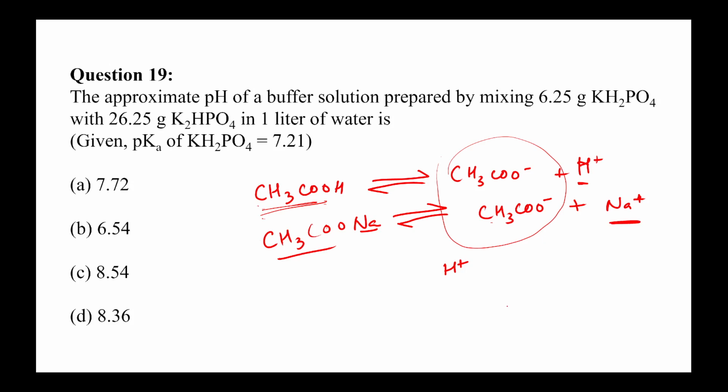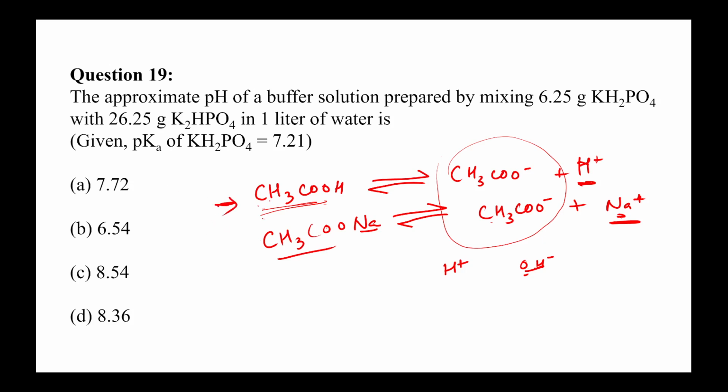if I add a small amount of base, that means if I introduce OH minus ions, Na plus will immediately capture them and H plus ions will immediately neutralize these OH minus ions. So H plus ions and OH minus ions will become water. So it is not going to change the pH. Basically, a small amount of acid or base added to a buffer solution is not going to disturb the pH of the buffer. Why? Because we have a common counter ion, and the important part is to use a weak acid.